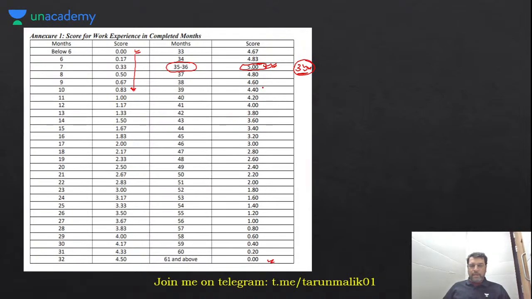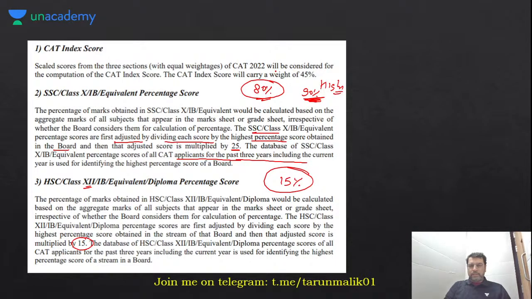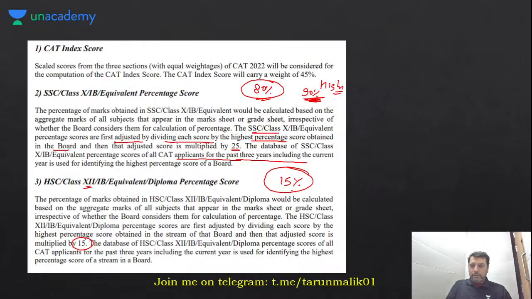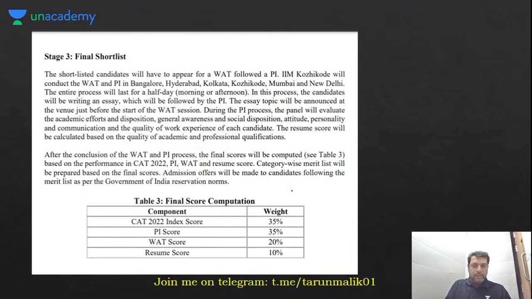When all these are combined, based on this, you will get a second stage call after 21st or maybe before that also, because this time the CAT score was out early. So accordingly it can definitely happen. All right, and then the final shortlist will happen according to this.